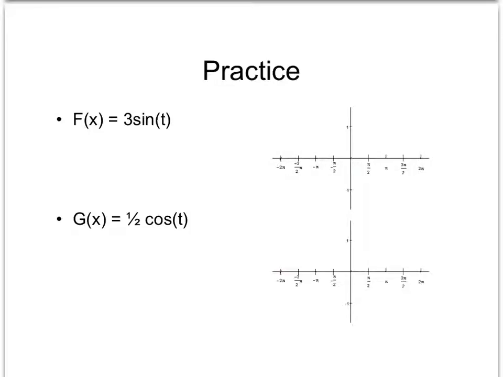So let's practice this skill a little bit. In our first equation, f of x equals 3 sine t, we're taking the normal sine curve and we're stretching it by a factor of 3. So you draw your sine curve the same way you normally do. Starts at 0, goes through pi, ends at 2 pi. Just notice this time we're going to change this 1 to a 3 because it's going to stretch up to 3 and it's going to stretch down to -3.